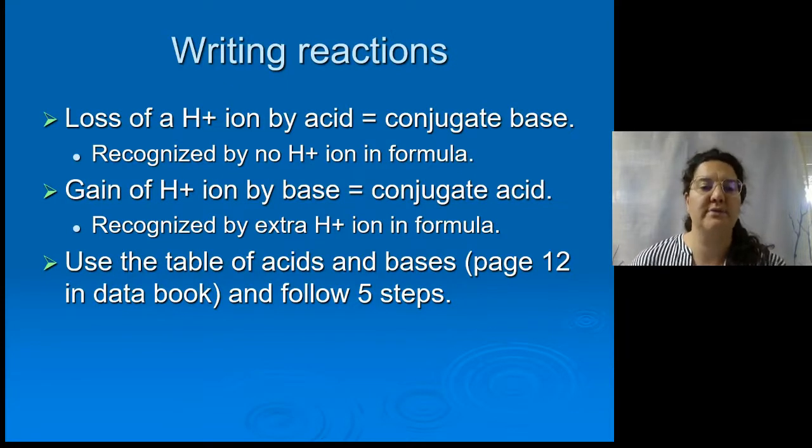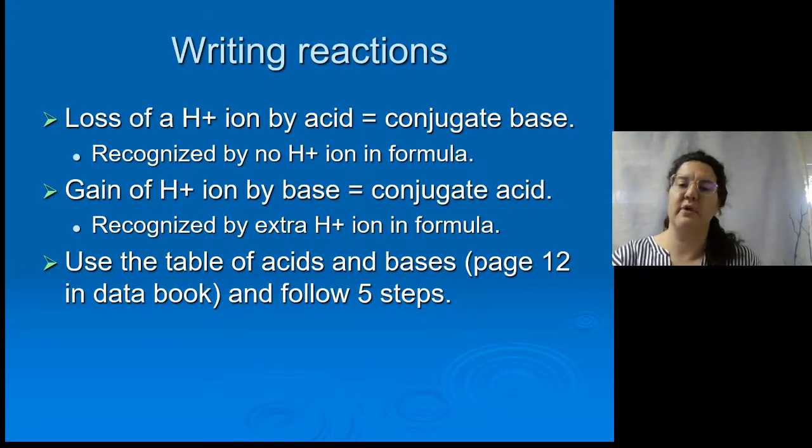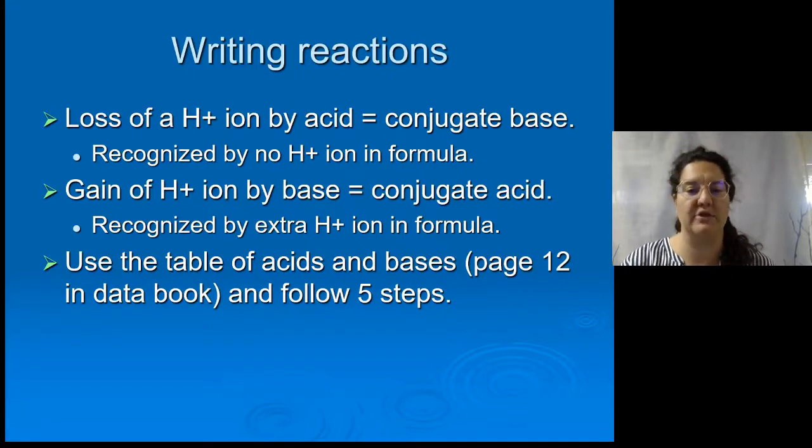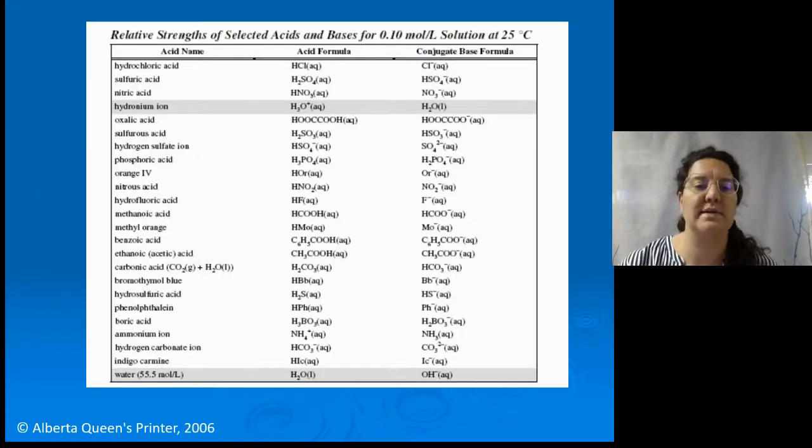So when we're writing these reactions, the loss of a hydrogen ion by an acid creates a conjugate base. We're going to recognize this in the formula because there's one less hydrogen ion in the formula. Now the gain of a hydrogen ion by the base is going to be known as a conjugate acid. We're going to recognize this because there's been the addition of a hydrogen ion. And there's a page in your data booklet, page 12, to identify the acid and then its conjugate base.